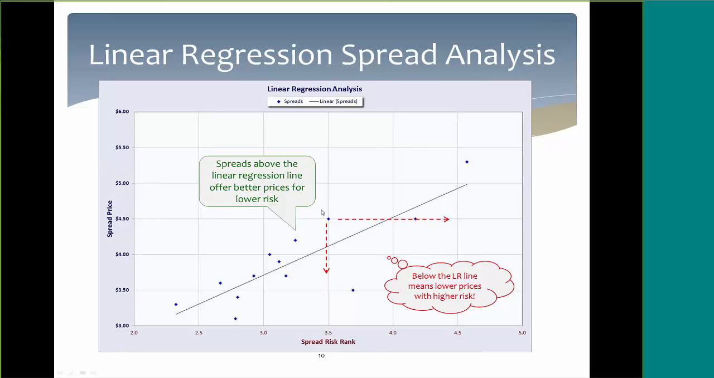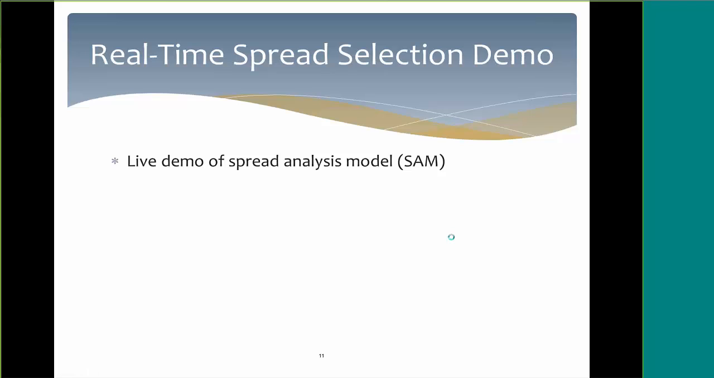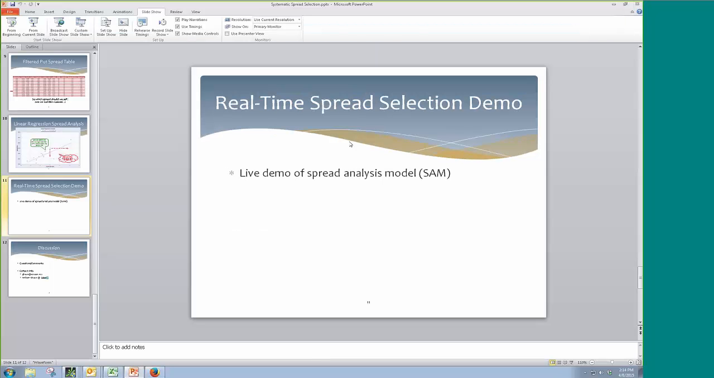And so I think that's all the slides I have. So I'll do a demo of the model. I call it my spread analysis model, and that I think is when we can go through this and you can see it live, and it might make a little more sense.